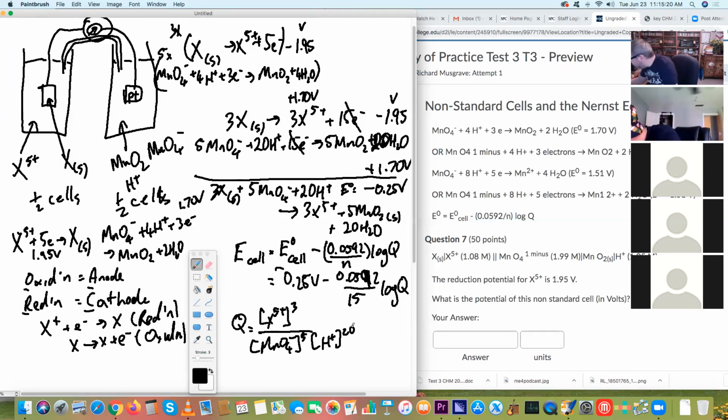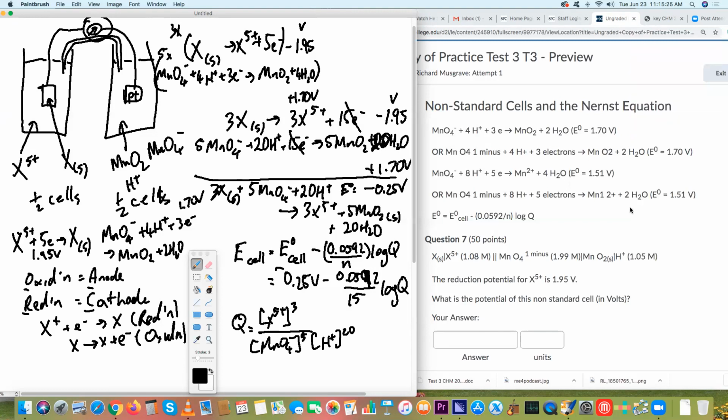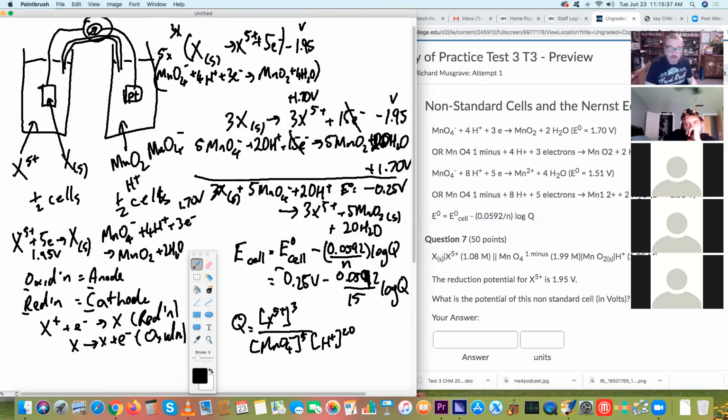Now, it's not a coincidence that when you look at that, you see we've only got concentration values for X5+, for MnO4 minus, and for H+. So those are the only things that are going to be in the Q expression, which is always going to be products over reactants. And then it's just plug and chug at that point.